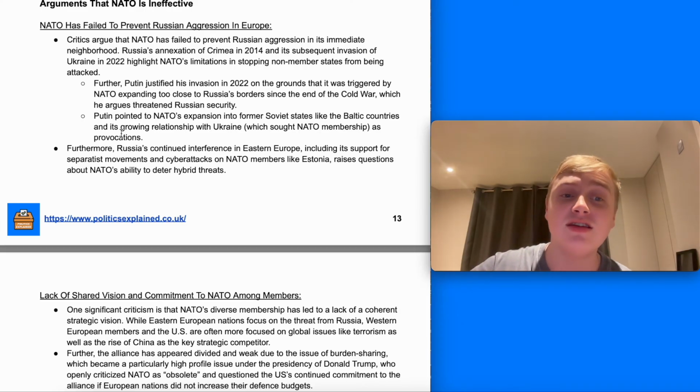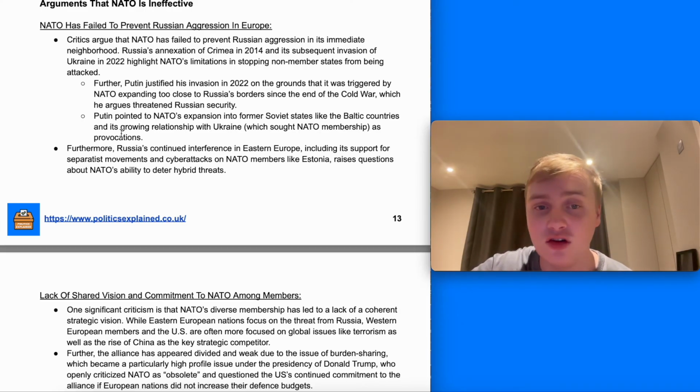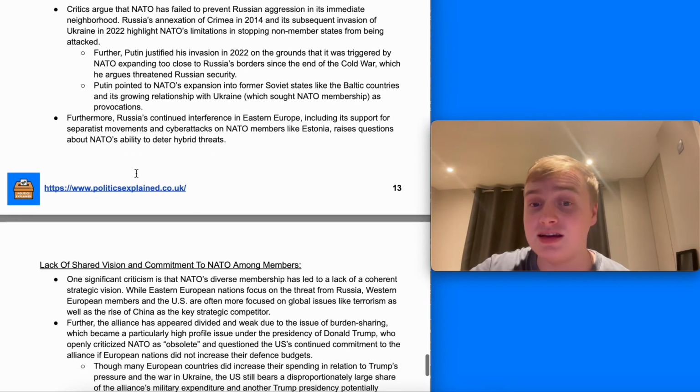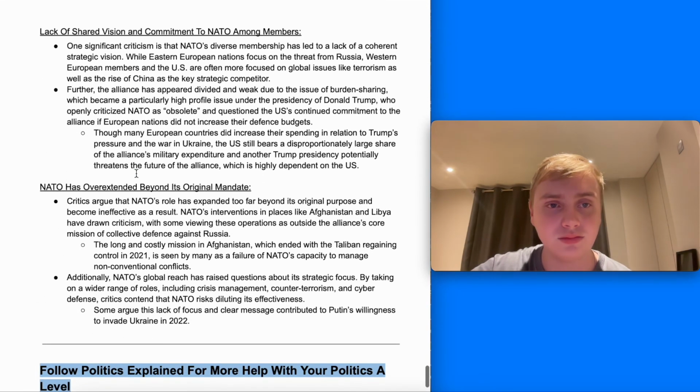Further, Russia's continued interference in Eastern Europe, including its support for separatist movements and cyber attacks on NATO members like Estonia, raises questions about NATO's ability to deter hybrid threats.